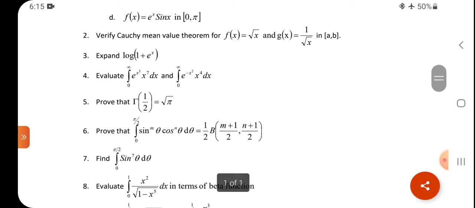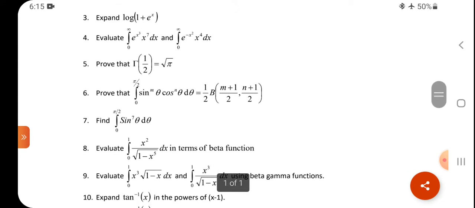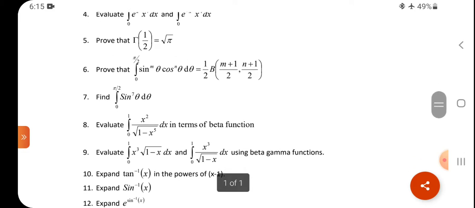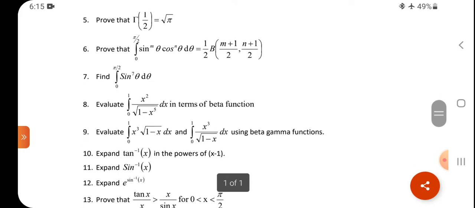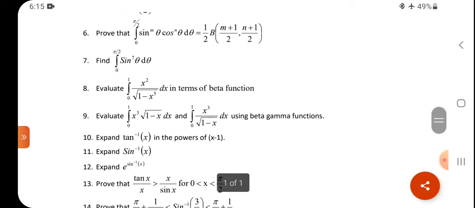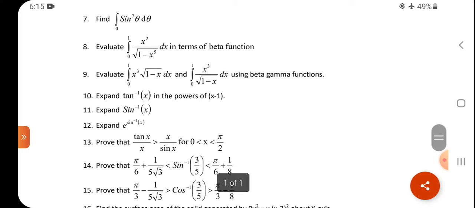Fourth one, asking to evaluate the integral. Fifth one, you are calculating gamma of half equal to root pi. Sixth one, you are proving one integral in terms of beta function. Seventh one, you are just calculating integral of sine power 7 theta. Eighth one, it's an integral in terms of beta function. Ninth one, you are calculating integrals using beta gamma function relation.